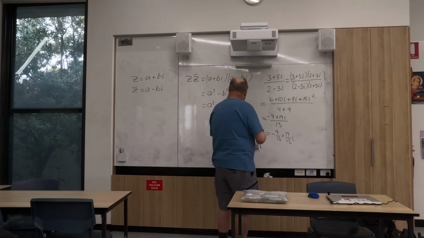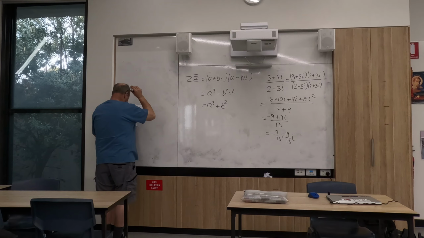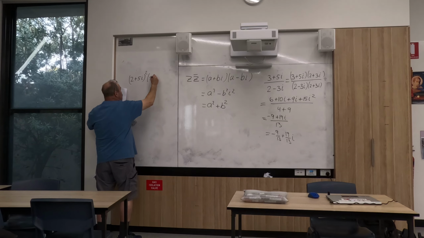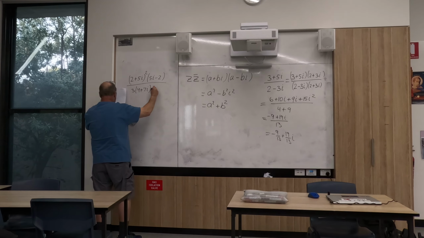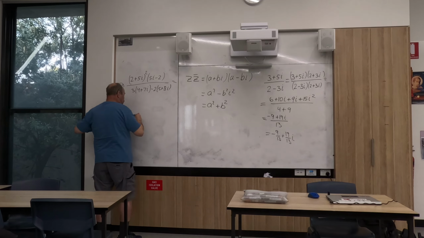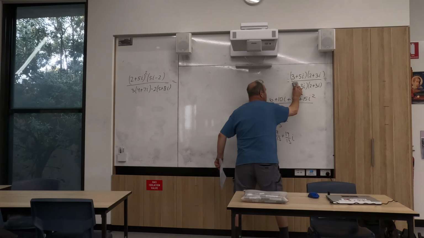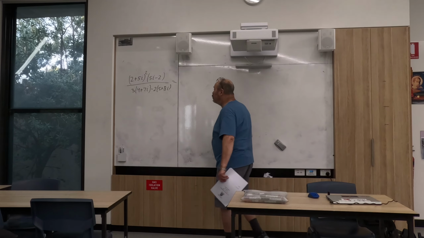And one more example involving division. We need to simplify the next expression: (2 plus 5i) squared times (5i minus 2), divided by 3 times (4 plus 7i) minus 2 times (5 plus 8i). To simplify, we need to expand brackets and collect like terms.